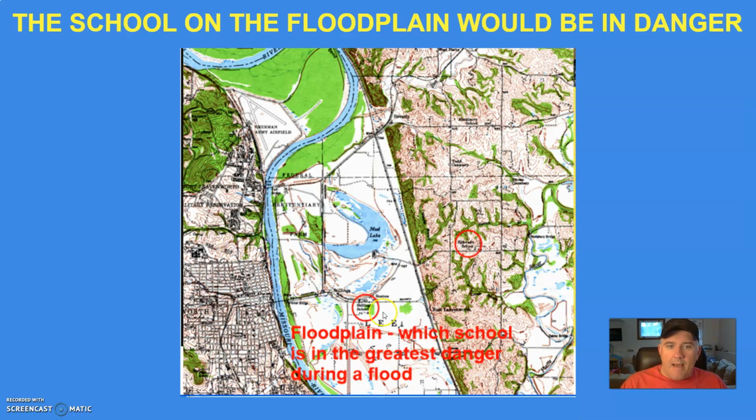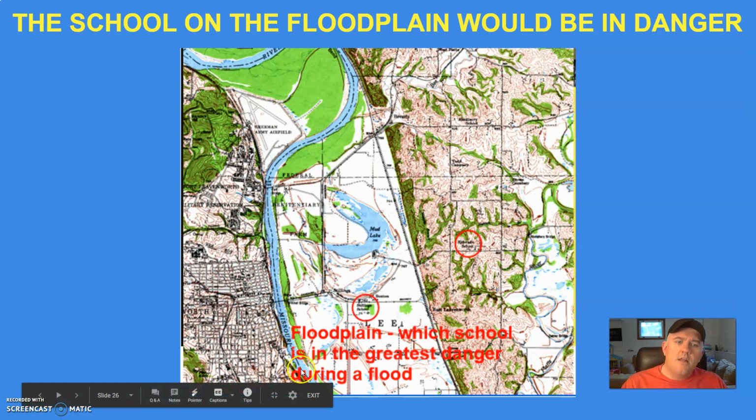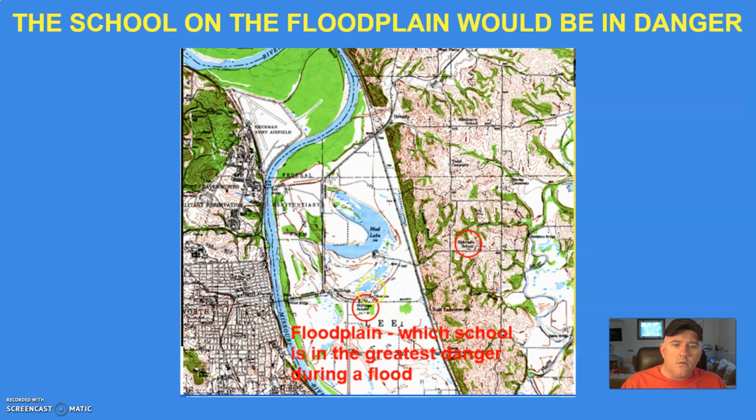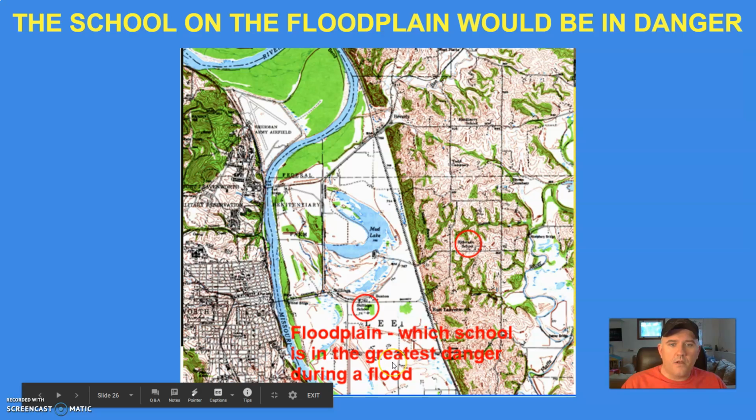This is an interesting map picture. Take a look. This is the floodplain of the Missouri River. I think it's the Missouri River. Yeah, Missouri River. And right here is a school. And the question is, is that school in danger? If this Missouri River were to overflow, this entire flood bank could be filled with water and possibly sweep the school away. So, interesting.